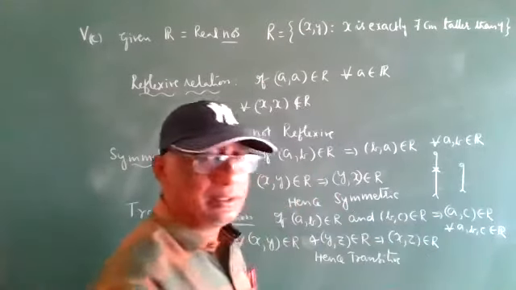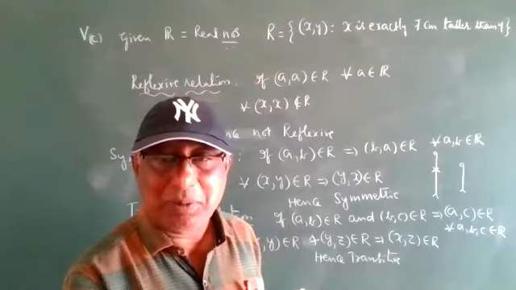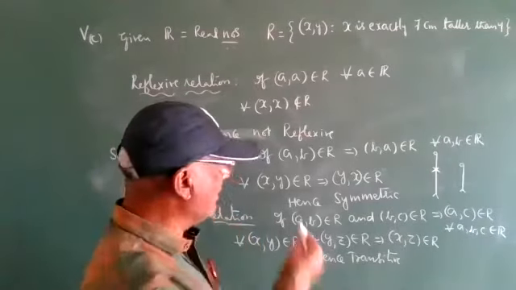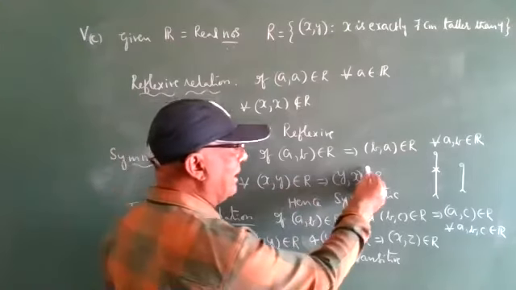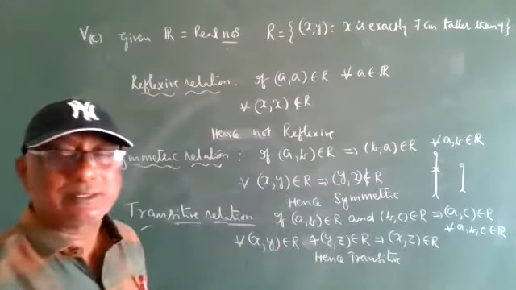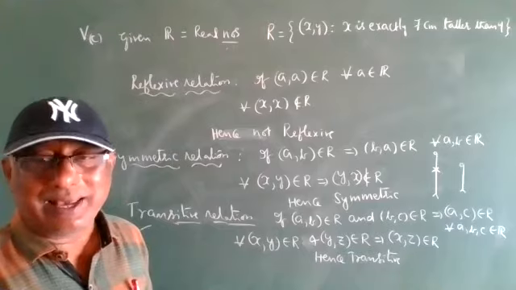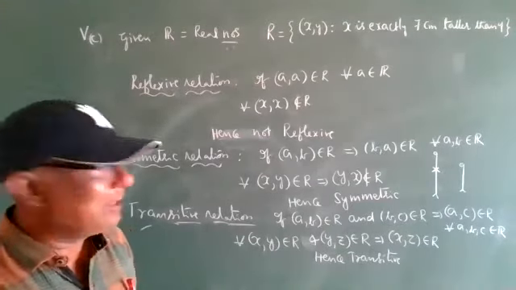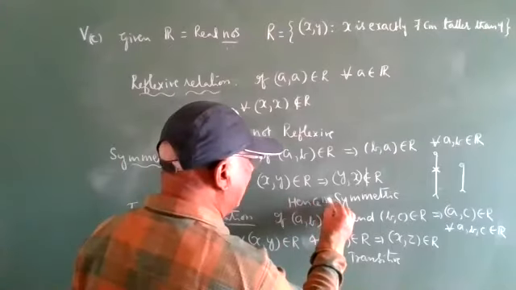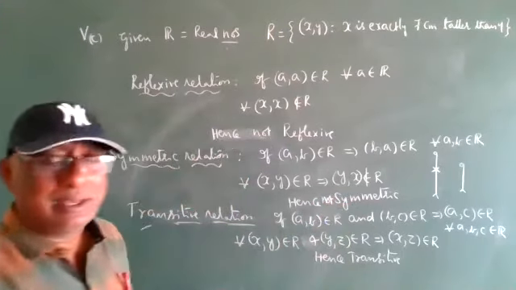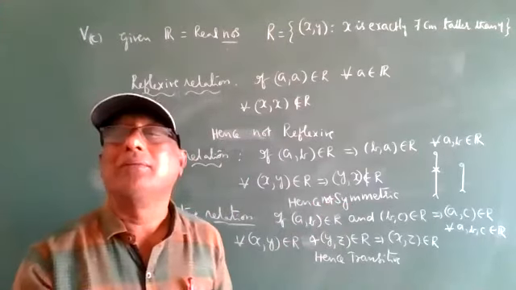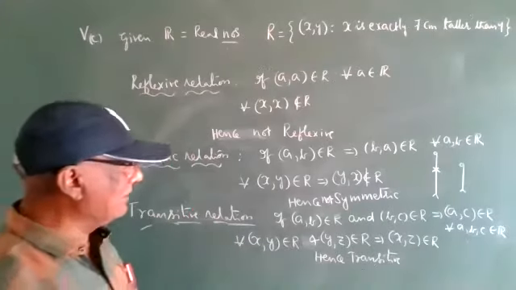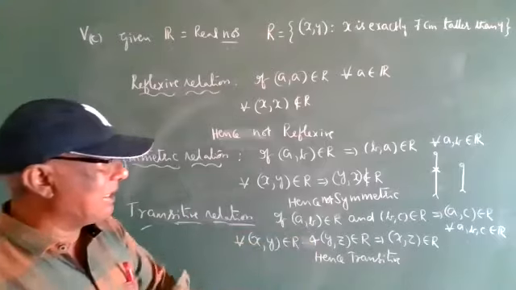Is Y taller than X person? Never. So X is taller than Y, but Y is not taller than X. Okay? Therefore, not symmetric. X is taller than Y, but Y is not taller than X. Therefore, not symmetric.